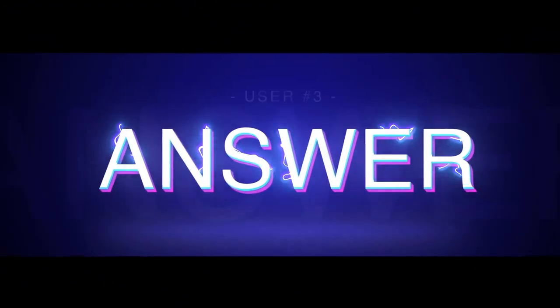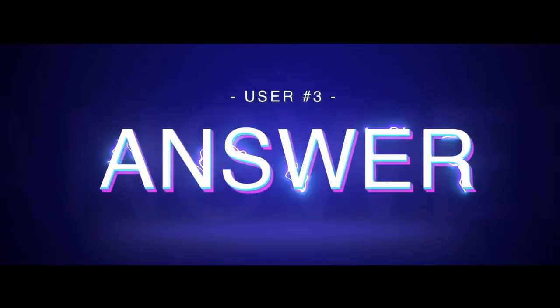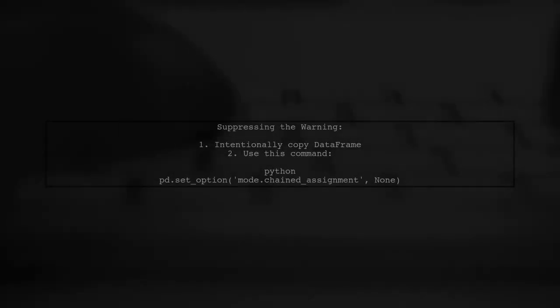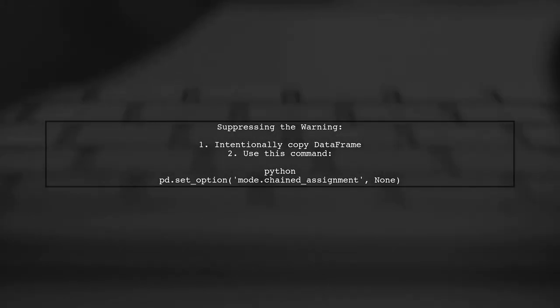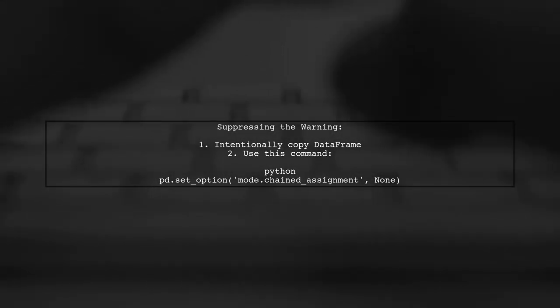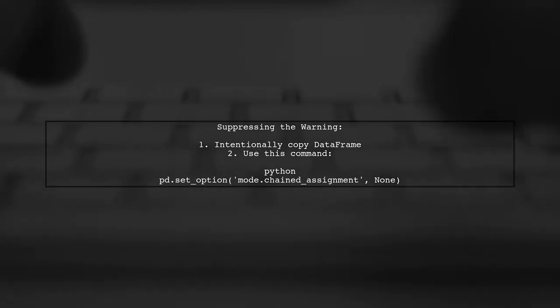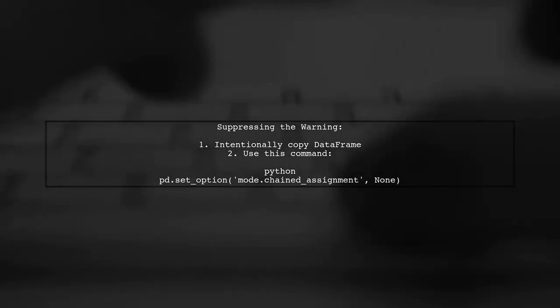Let's now look at another user-suggested answer. If you're intentionally making a copy of a data frame in Pandas, you can suppress the warning about setting a value on a copy. Just use the command to adjust the chained assignment option.